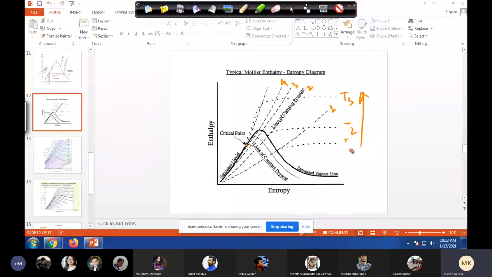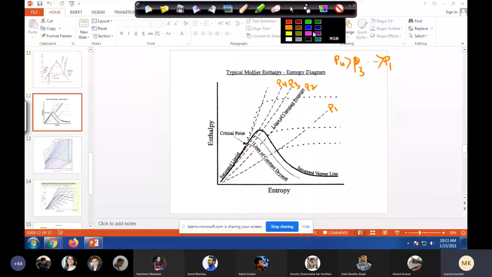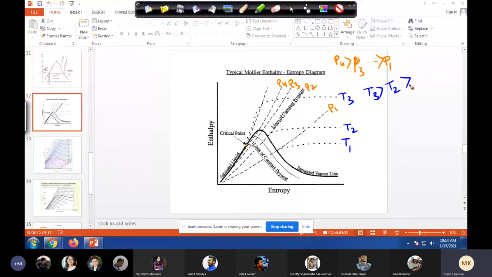So let me put it properly, and then I'll show you a proper diagram. This is a rough diagram to understand the concept of the Mollier diagram, and then we'll see the proper diagram. So let's say this is P1, P2, P3, P4, and so on. So P4 is greater than P3 is greater than P1. And if you talk about temperatures, T1, T2, T3, and so on, T3 is greater than T2 is greater than T1.